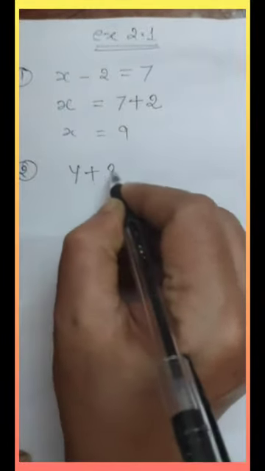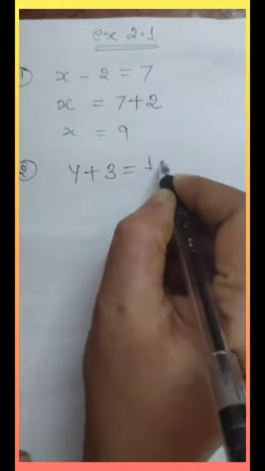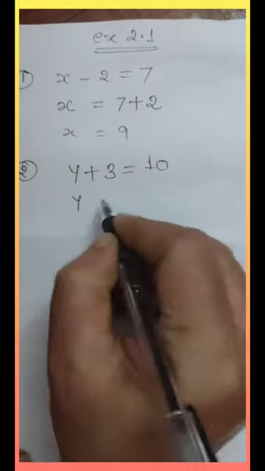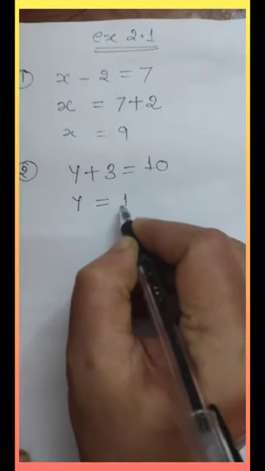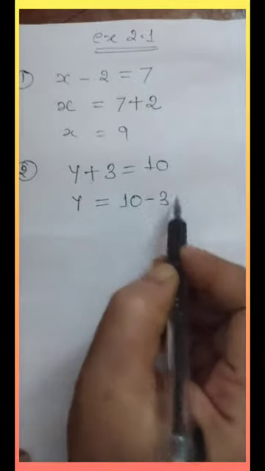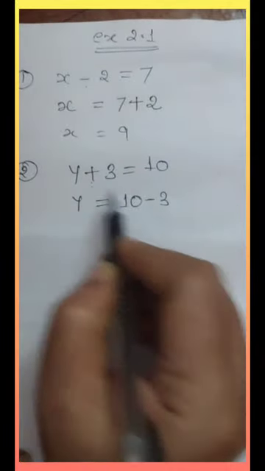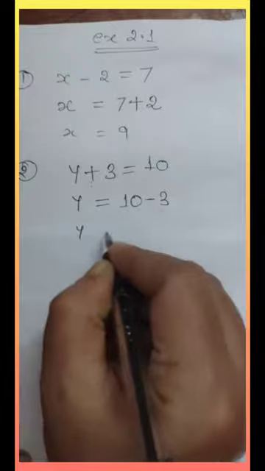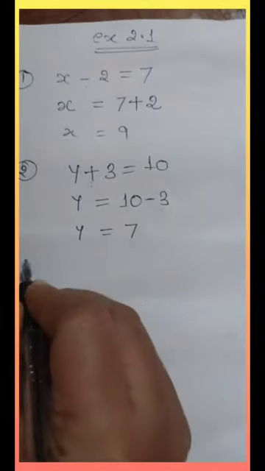y plus 3 is equal to 10. y is equal to 10 minus 3. Plus 3 gets transposed to the right hand side and addition changes to subtraction. y is equal to 7.